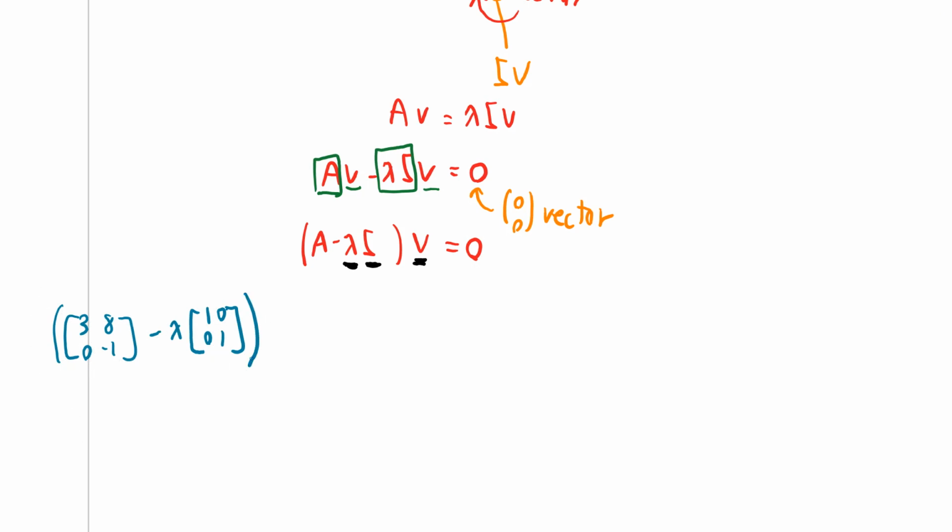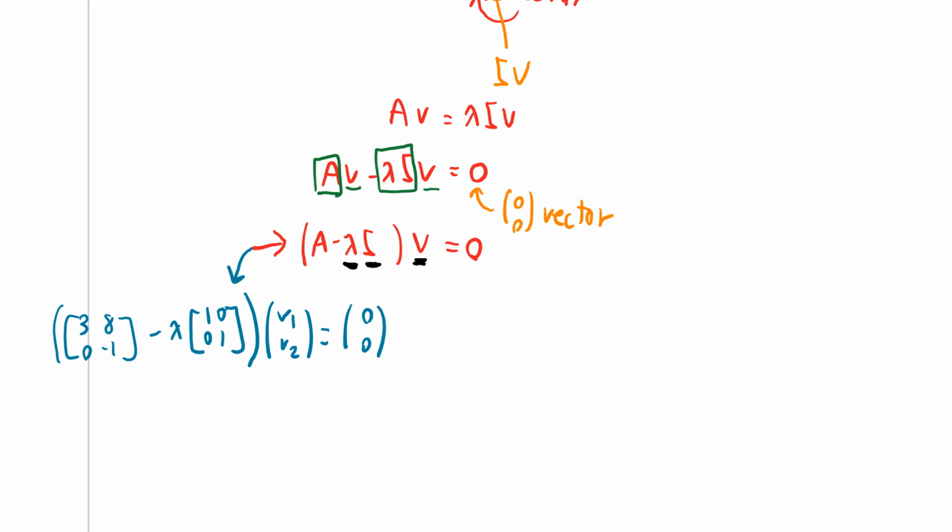So that is the whole thing in the parentheses, times (V1, V2), equal to the zero vector (0, 0). So these are the equations that we want to solve for lambda and V. If you were to write this down numerically, this is what you're going to be looking at.